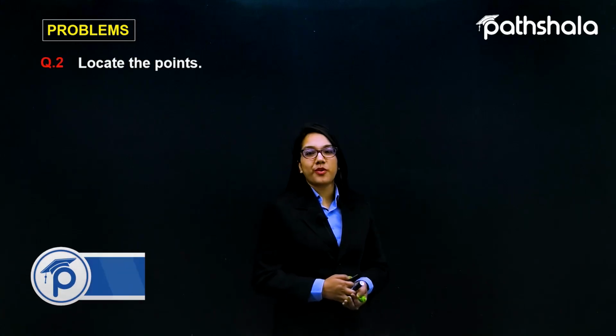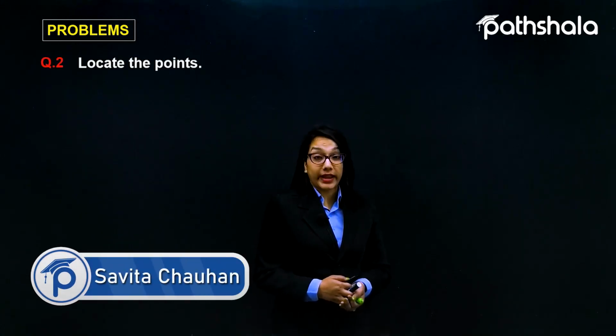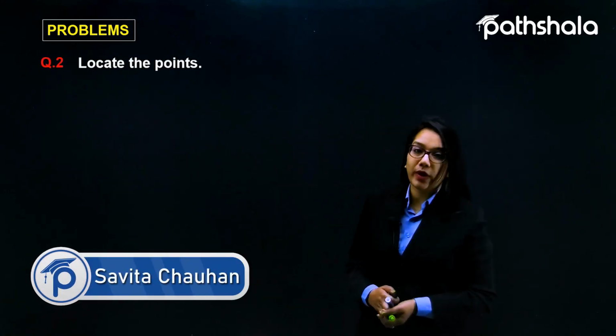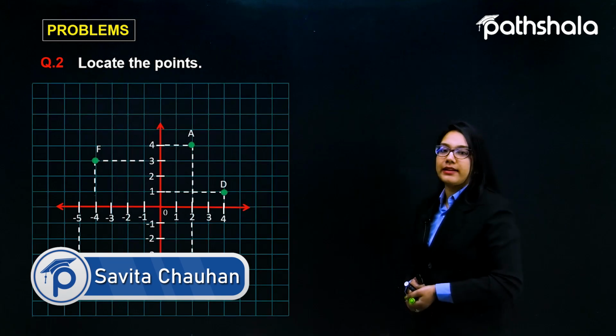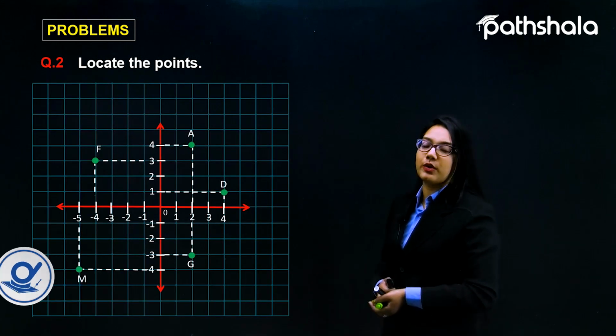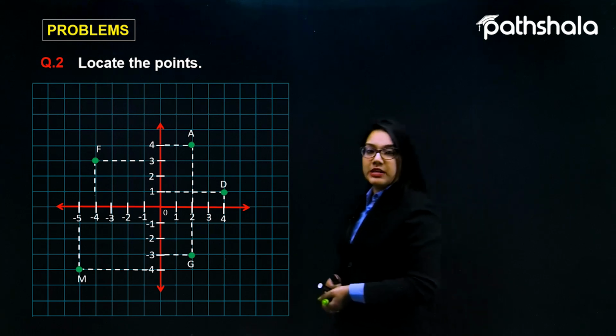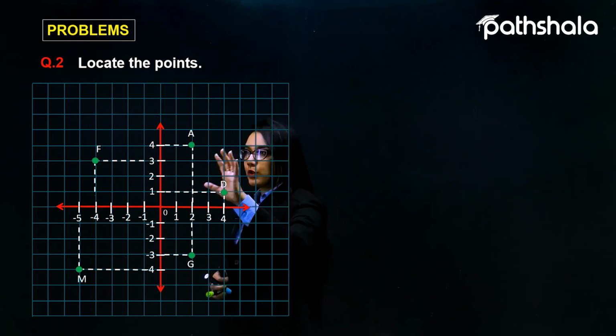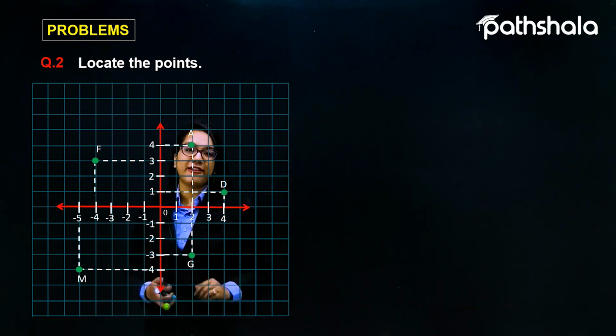Let's just see the question number 2. The question number 2 says locate the points. So we have to locate the points that are lying in this particular plane, that is XY plane. So let's start with locating the coordinates of the point A first.